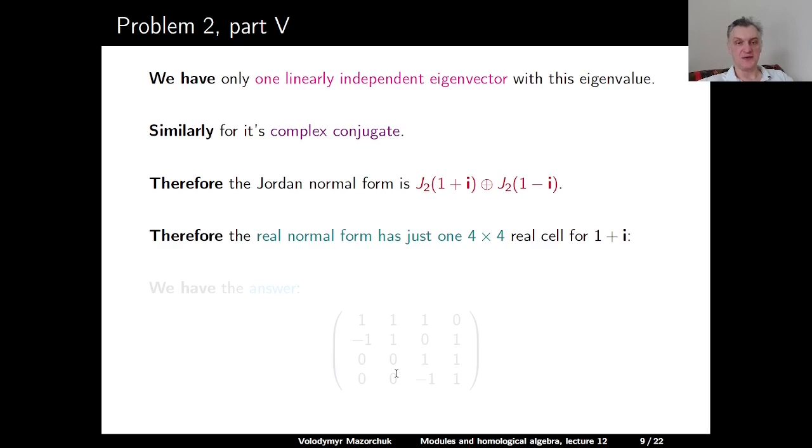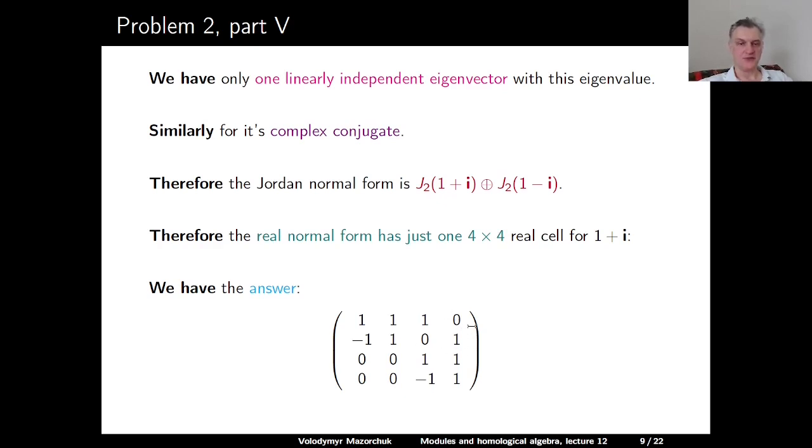And this means that the real normal form consists just of one real cell of size 4 times 4, which corresponds to these two complex conjugate eigenvalues. So we have one real cell of size 4 times 4, and for 1 plus i, we have 1, 1, minus 1, 1. So this is the 2 times 2 matrix, which has complex eigenvalues 1 plus i and 1 minus i. So we put it on the diagonal here, on the diagonal here, and the identity matrix here.